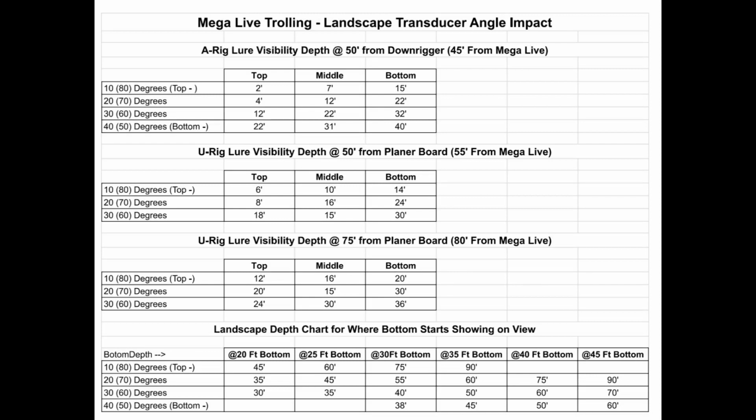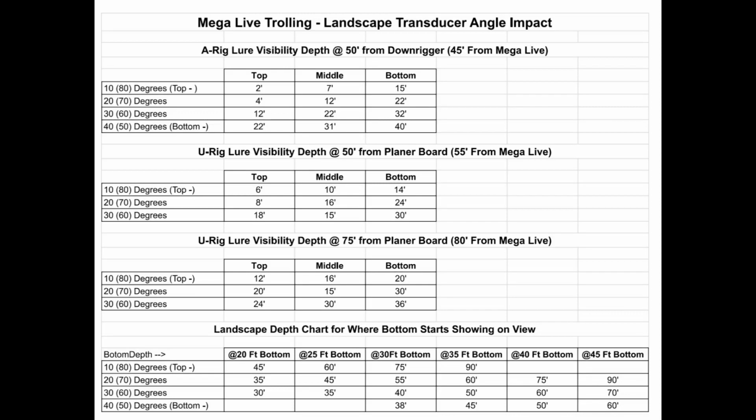I did actually do testing with the lures trailing 80 foot behind the Mega Live, the U-rigs, and I could see them, but they had to pretty much be in the middle of the cone. There wasn't as wide of an area that you could keep them in and have visibility. So it's pretty touchy running them out that far.